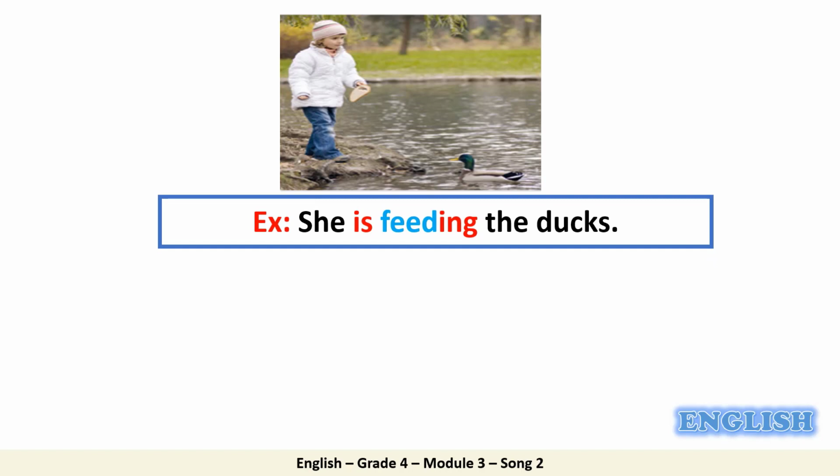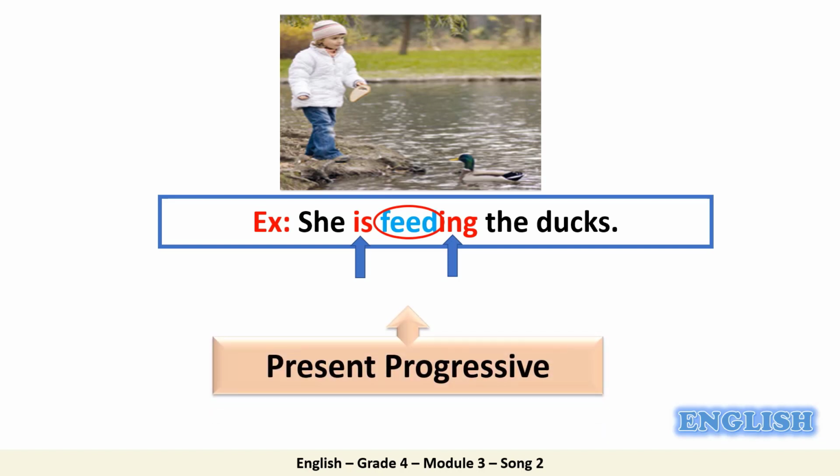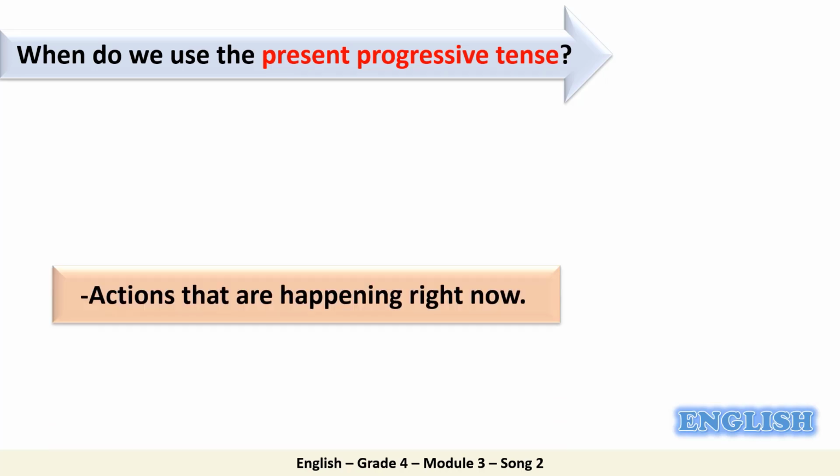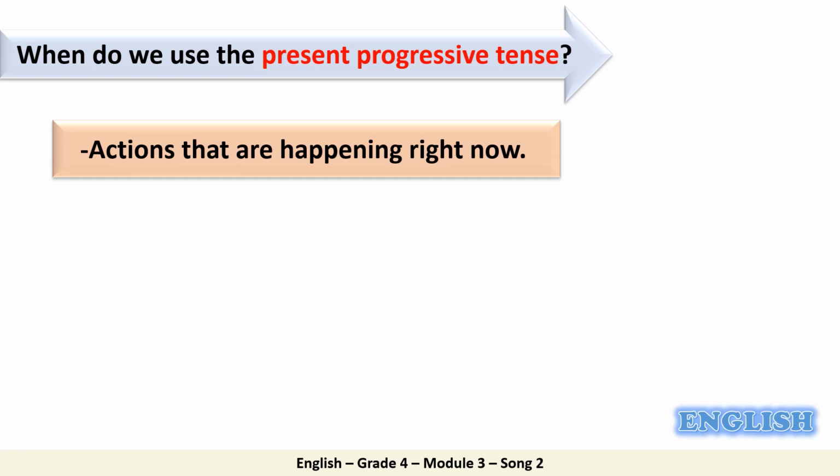Okay, what did you notice here? What is added before the verb and after the verb? Excellent! We added the verb to be, is, before the verb feed, and we added ing after it. Actually, this is called the present progressive. When do we use the present progressive tense? We use the present progressive for actions that are happening right now.